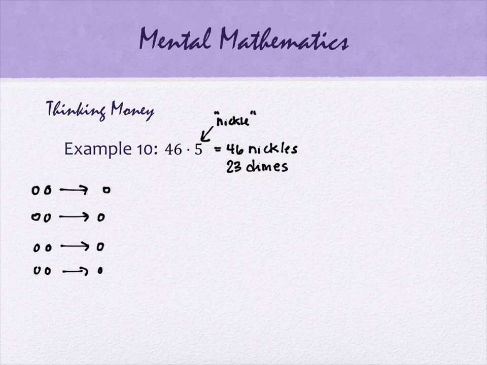And 46 is pretty nice, actually, all around to divide by 2. So I have 23 dimes. So what is 23 dimes? Well, a dime's worth 10. What's 23 times 10?